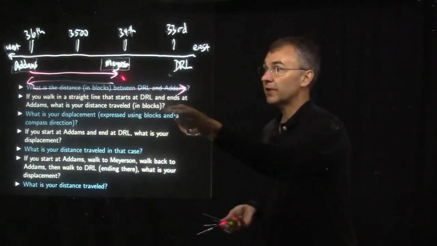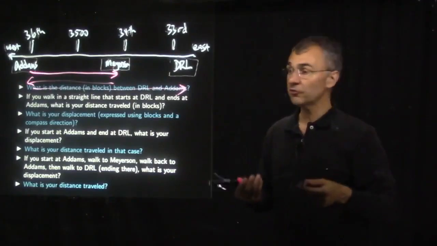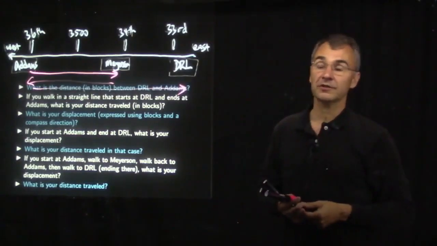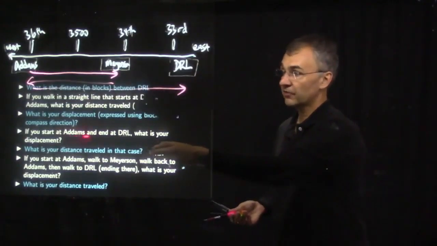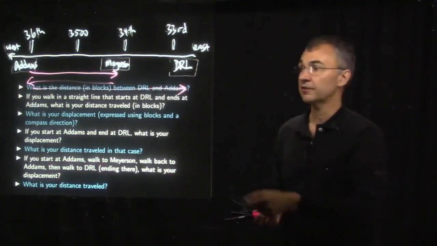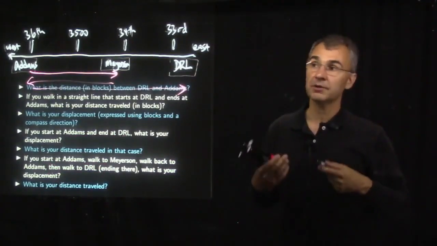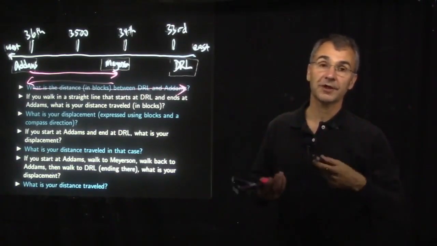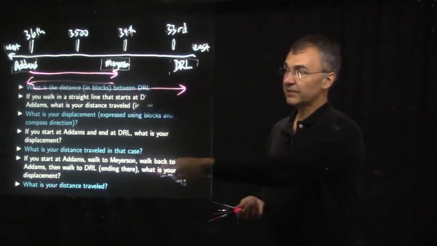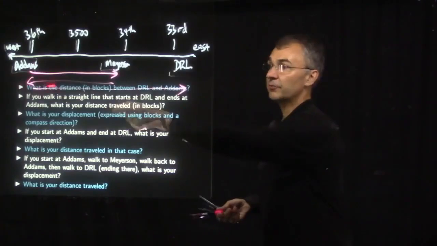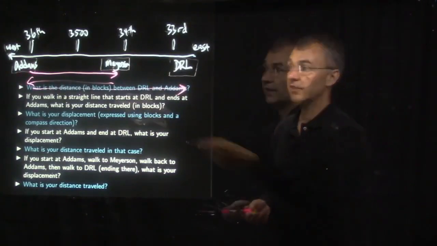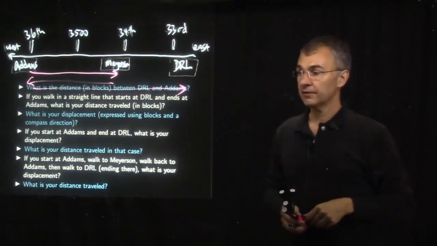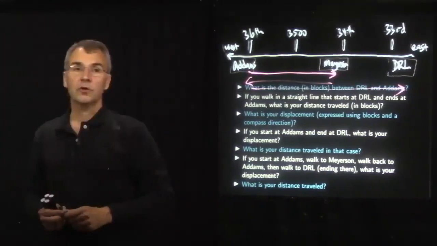This trip where I go from Addams to Meyerson, back to Addams and over to DRL, that displacement is the same as the displacement when I just walked from Addams straight to DRL. In either of those 2 cases, the displacement is 3 blocks east. It's my final position minus my initial position, both written in vector form. But in this case, my distance traveled was 7 blocks, whereas in the original case, my distance traveled was just 3 blocks. See, because I went here and then back and then back. So that's 7 blocks total that I covered, my odometer increasing. So there's some definitions we're going to write down.